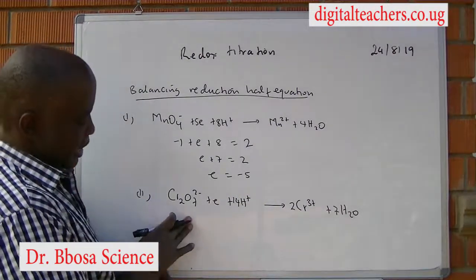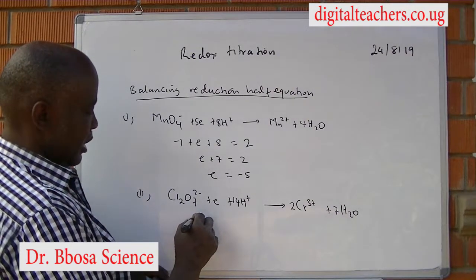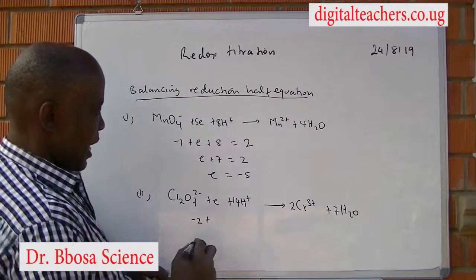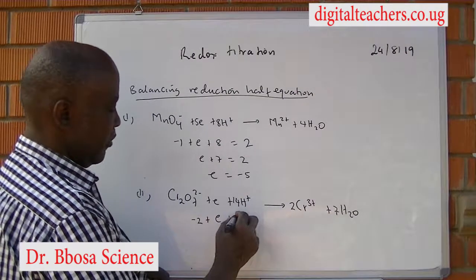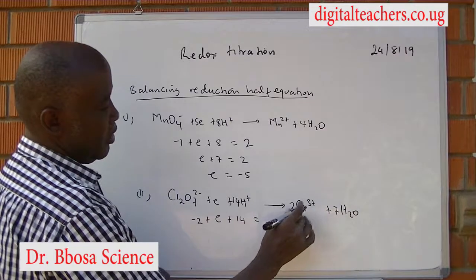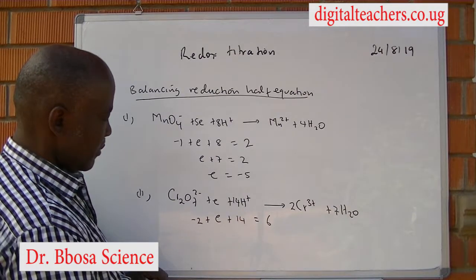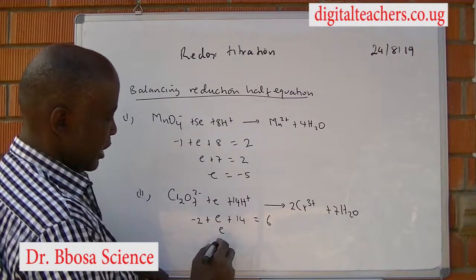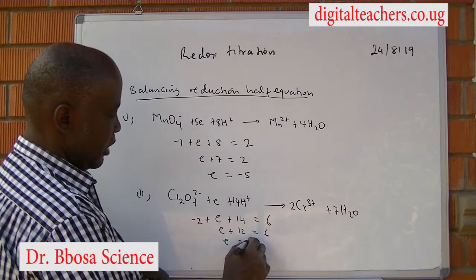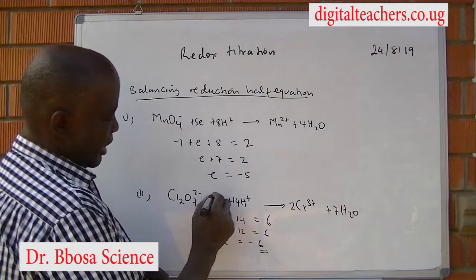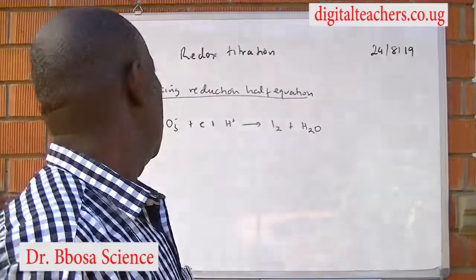After balancing the atoms of the elements, then we balance the charges. This is -2 plus electron plus 14 positive is equal to 2 times 3, 6. So E plus 12 is equal to 6, then E is equal to -6. So you have a balanced equation by putting 6 electrons. 3.